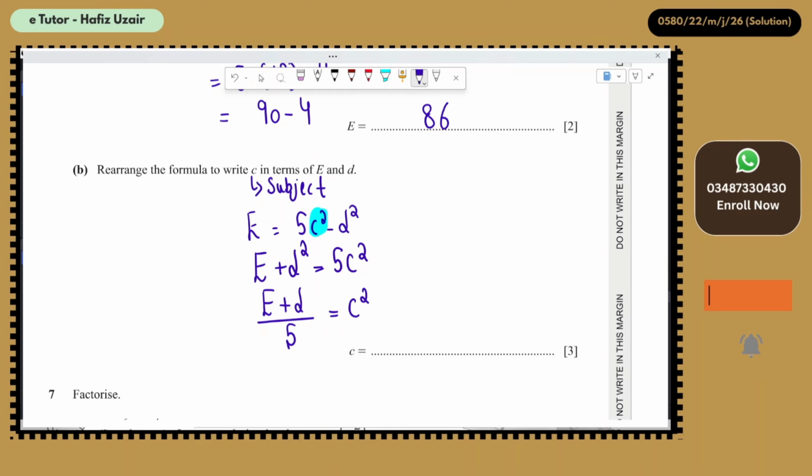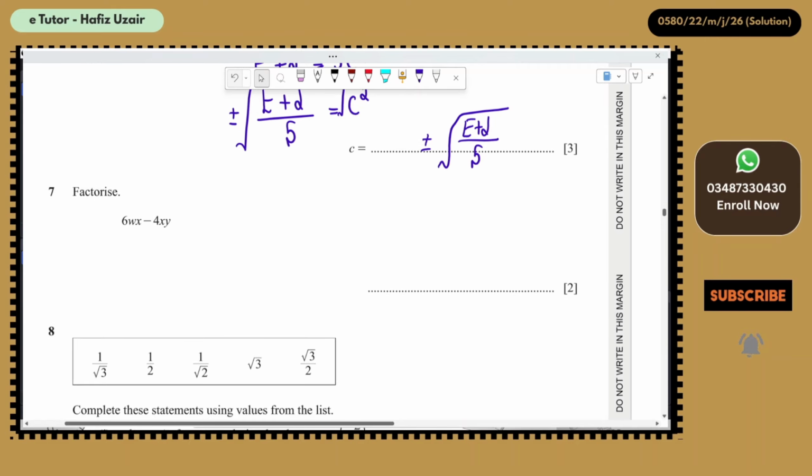c squared. So if you take the square root on both sides, this will become c is equal to, you need to write the plus minus sign with the square root. So this is plus minus square root of E plus d squared over 5.